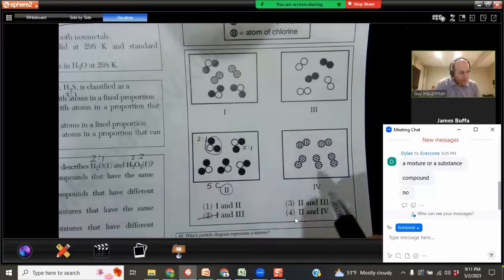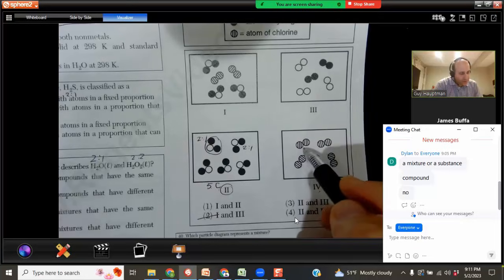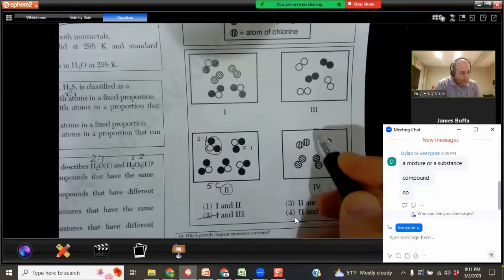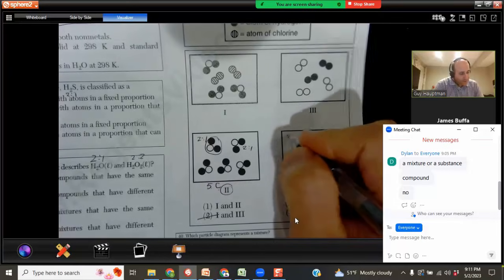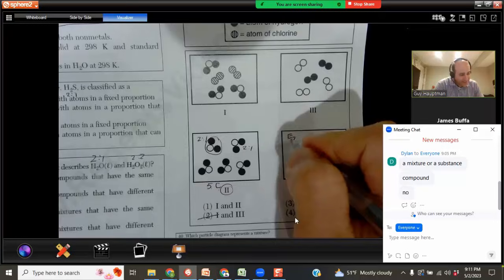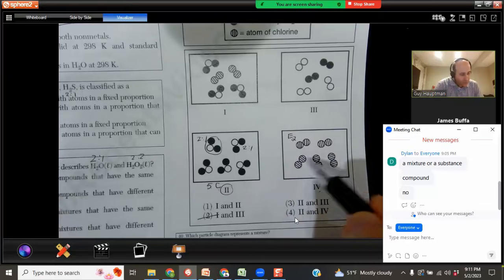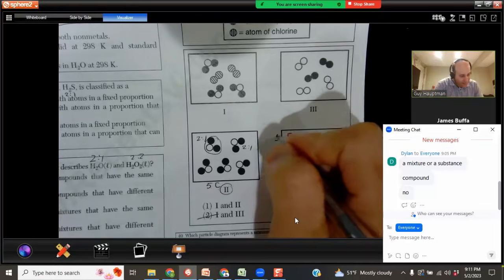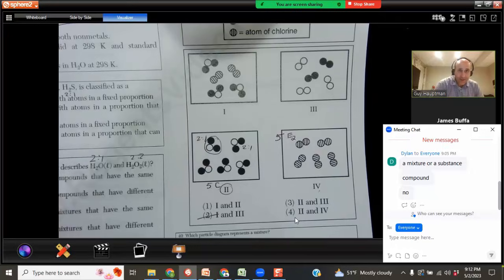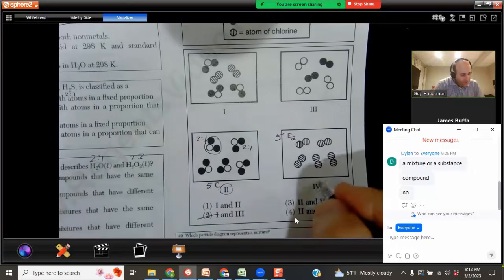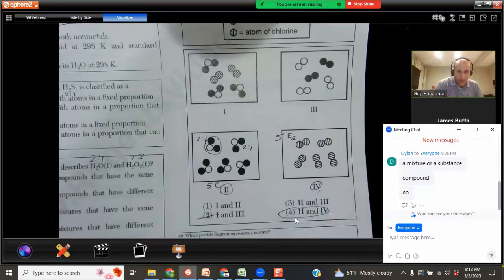Now if we look at choice 4, these are 2 of the same. And if you have 2 of the same, that could be what we call a diatomic element. So an element, E is for element, and we have 2 of the same, so it's a diatomic element. We actually have 1, 2, 3, 4, 5 molecules of the same diatomic element, and therefore choice 4 is going to be our answer.